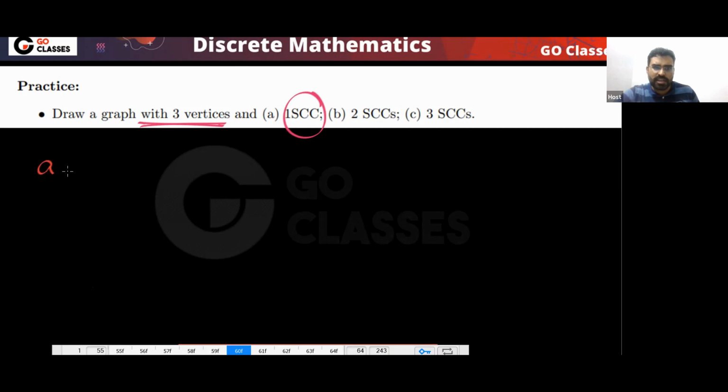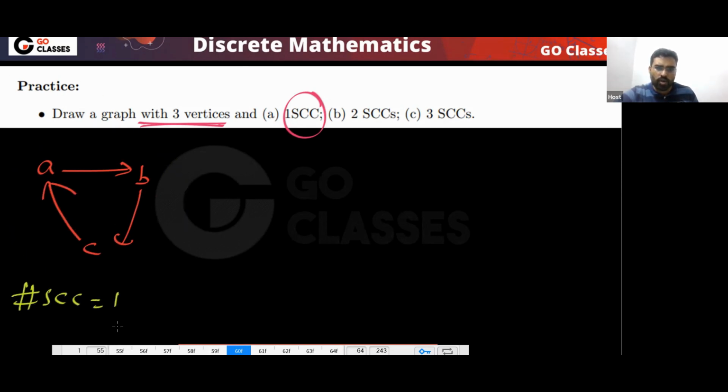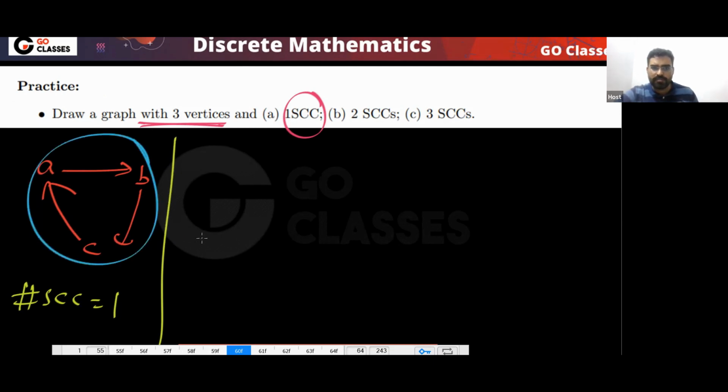So you can draw this graph, A, B, C. In this graph, you only have one strongly connected component. The number of strongly connected components is only 1 because you have this cycle. So you can notice this is the strongly connected component. Number of strongly connected components is 1.